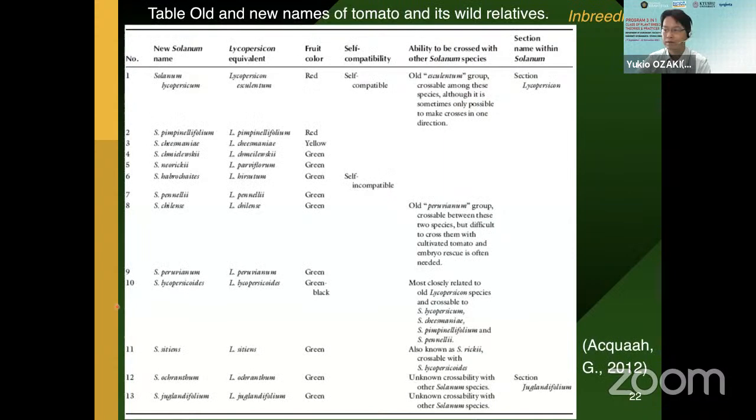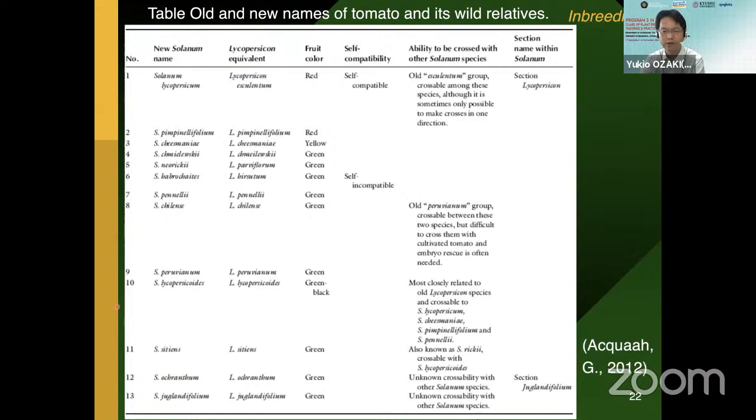According to the recent classification, tomato belongs to section Lycopersicon and has 12 wild relatives, as shown in this table. Of tomato and these 12 relatives, 9, numbers 1 to 9 in the table, were previously defined in the genus Lycopersicon. Accessions of nearly all these 9 species have been successfully used to introduce variable traits for crop improvement, especially monogenic genes conferring resistance to fungal, nematode, bacterial and viral diseases.